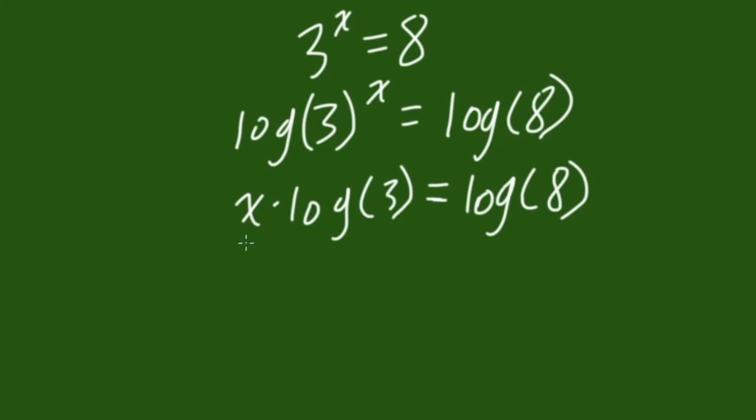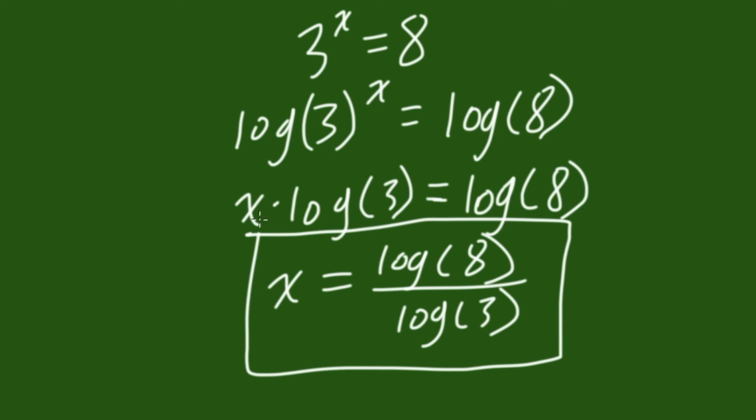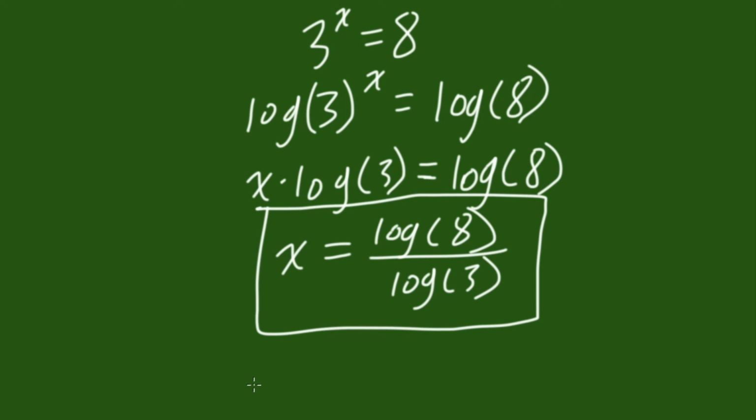And finally, to get x all by itself, we have x times log of 3, so we can divide both sides by log of 3 to get x by itself is equal to log of 8 over log of 3. And that's our answer. If you have a calculator with you, you can type log of 8 over log of 3 into it to get a decimal version of x, giving you x is approximately equal to 1.89 to 2 decimal places.